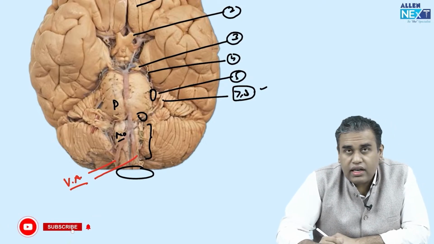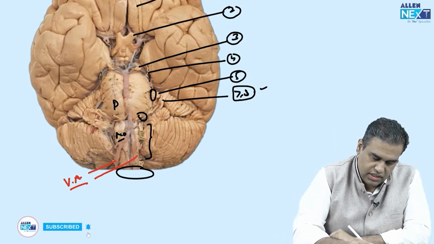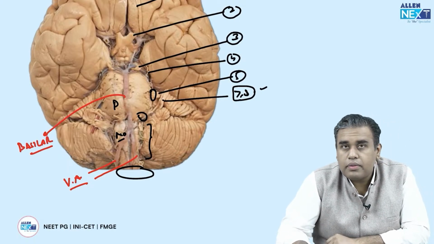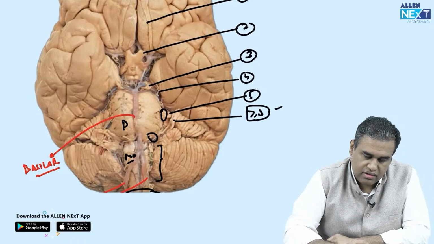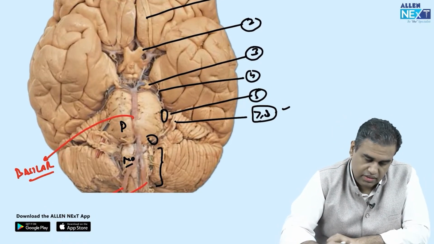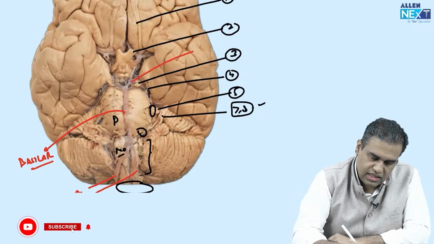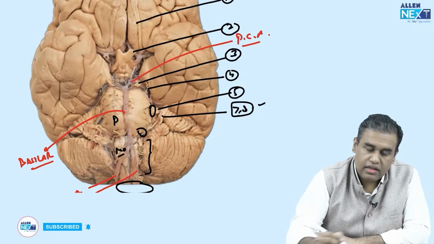And they both join in front of the pons. And which artery do they form? They form the basilar artery over here. So don't forget that too. And the basilar artery, as it reaches the midbrain part of the brainstem, divides into its terminal branch over here, that is the posterior cerebral artery. I'm writing PCA over here.